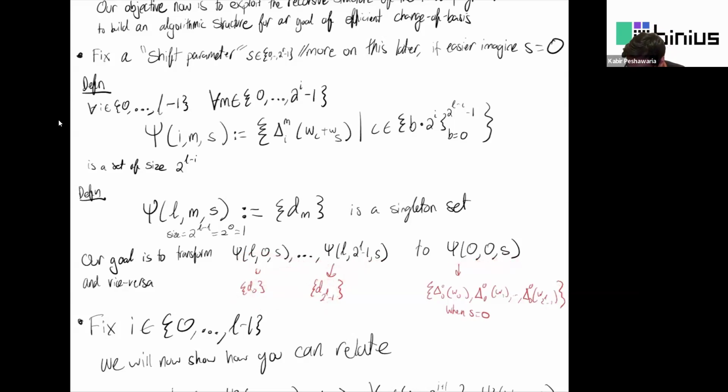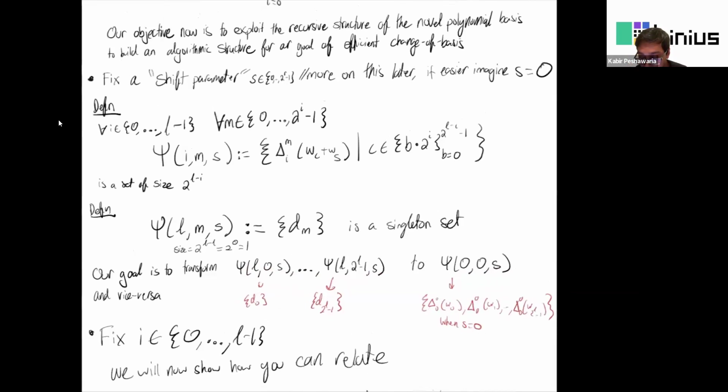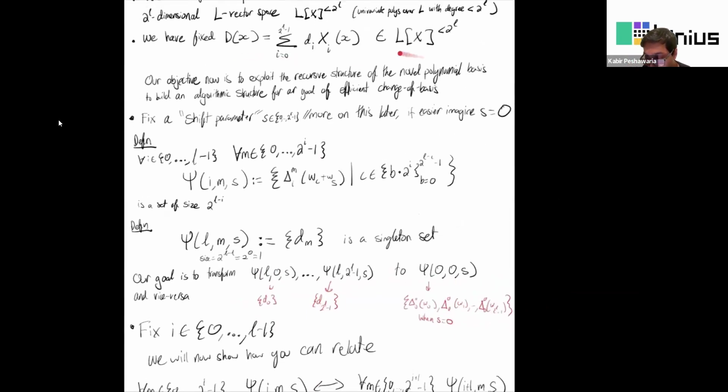Okay, so our goal is to transform novel polynomial basis coefficients into this thing, and this thing is this 2 to the L size set, which is equal to delta 0,0 evaluations on omega 0 up to omega 2 to the L minus 1. But what is delta 0,0? Delta 0,0 is actually, as we talked earlier, the same polynomial as capital D. So this is evaluations of D at 2 to the L different places. That's really cool.